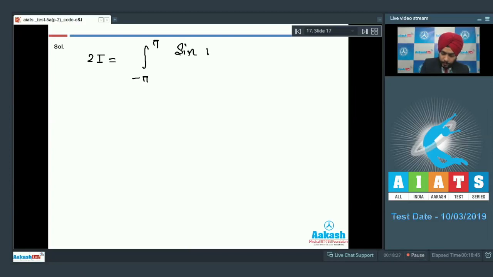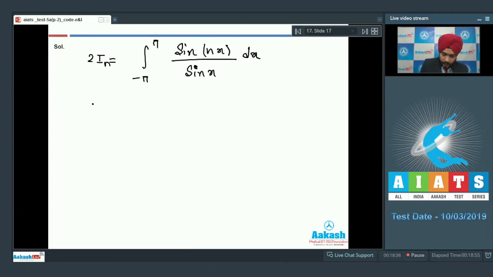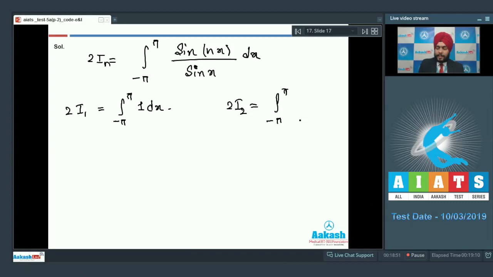sine nx upon sine x dx. Mind you, it was In. Okay, so it is In. What is I1? If I calculate 2I1, I have the integral from minus pi to pi of 1 dx. What is I2? So 2I2 will be equal to the integral from minus pi to pi of sine 2x upon sine x, that is 2 cos x. I1 is equal to pi, I2 is equal to 0.